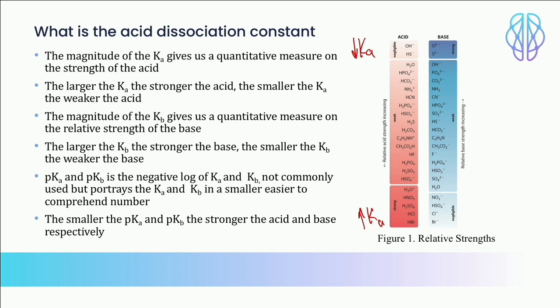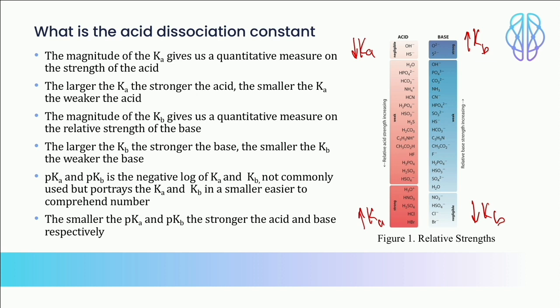Conversely, the magnitude of the Kb, the dissociation constant of the base, gives us a quantitative measure on the relative strength of the base. The larger the Kb, so everything up the top here would have a very large Kb because they're strong bases, the stronger the base. So the more OH- it can generate, or protons it can accept in solution. The smaller the Kb, the weaker the base. Everything down the bottom here.